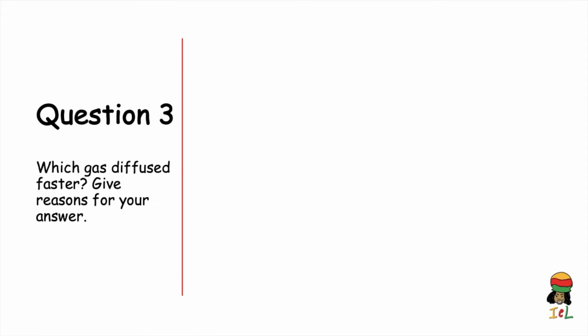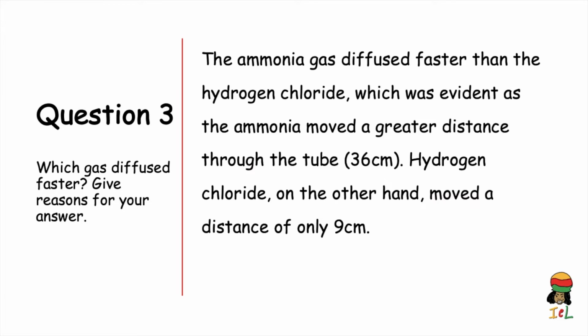Question 3 asked which gas diffused faster and to give a reason for the answer. The ammonia gas diffused faster than the hydrogen chloride, and this was evident because the ammonia moved a greater distance through the tube. It moved 36 centimeters, while the hydrogen chloride moved only 9 centimeters, because the white cloud is formed where the two gases met.